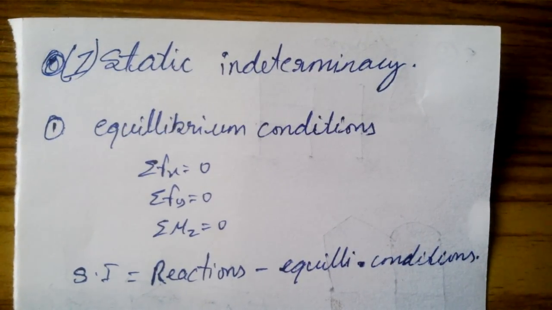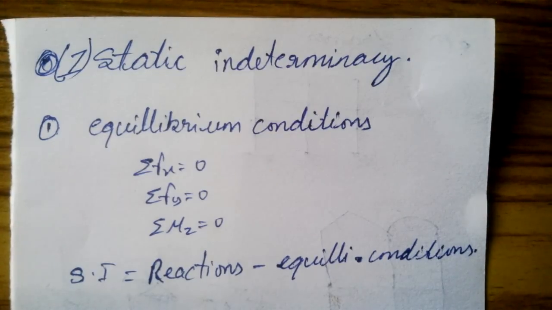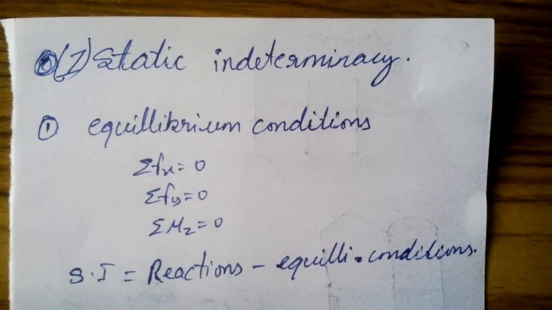First of all, we should know what the equilibrium conditions are. The three equilibrium conditions are sigma Fx equal to 0, sigma Fy equal to 0, sigma Mz equal to 0. Sigma Fx equal to 0 means all the forces in the horizontal direction are 0, sigma Fy means all the forces in the vertical direction are 0, and all the moments are 0, sigma Mz.